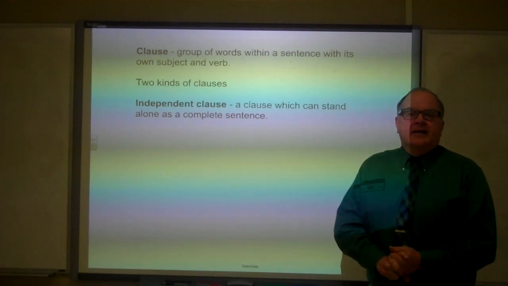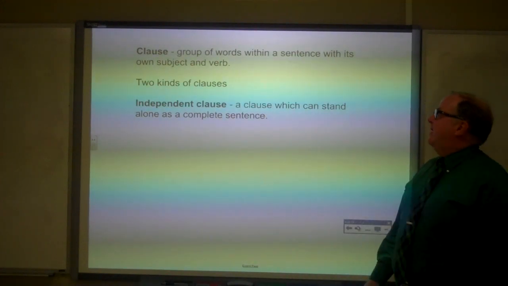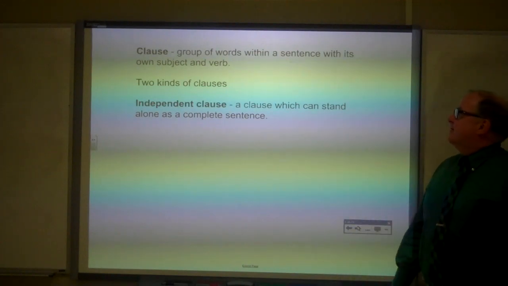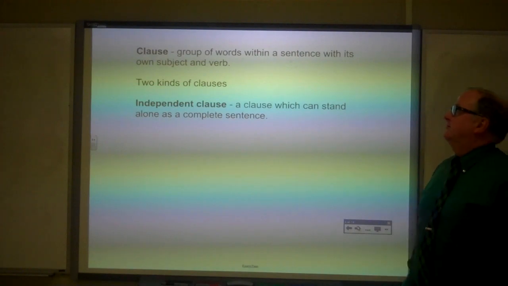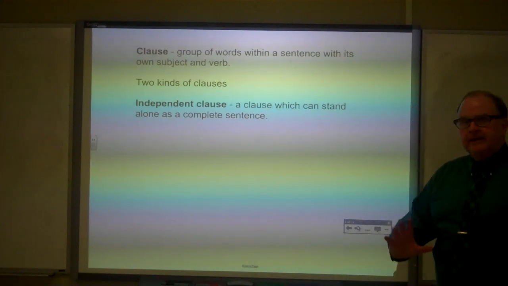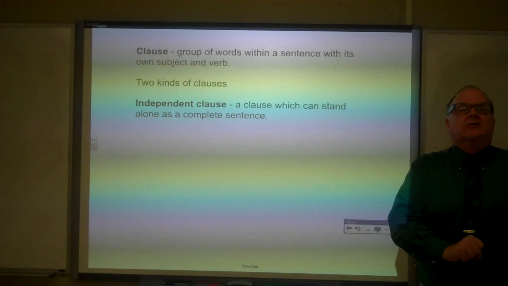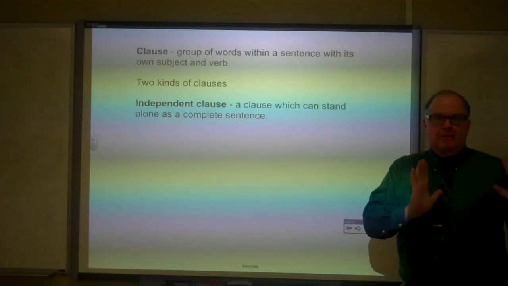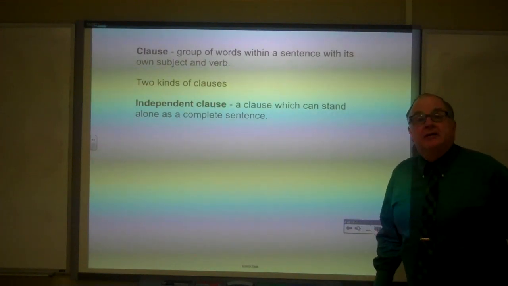There are, in English, two kinds of clauses. There's the independent clause. An independent clause is a clause which can stand alone as a complete sentence. If you took the clause out of the sentence it was in, and it makes perfect sense by itself without adding or subtracting any words, then that's an independent clause.